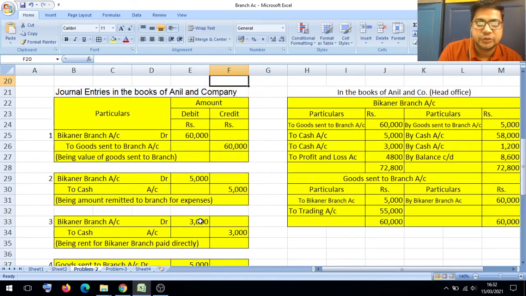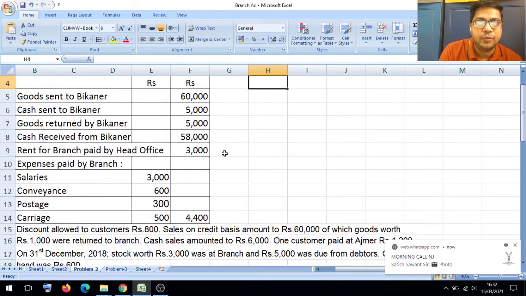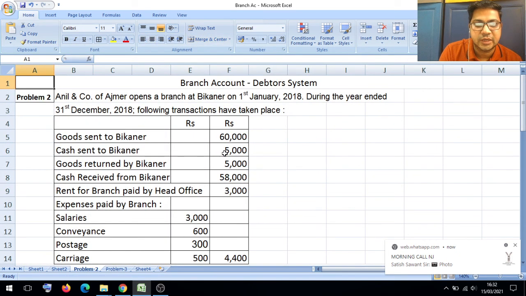So I hope you understood. So closing balances: the Bikaner branch account closing balance is transferred to profit and loss account, and the goods sent to branch account closing balance is transferred to trading account. So I hope you understood this entry, how we will write the general entries and how we will prepare the ledgers.